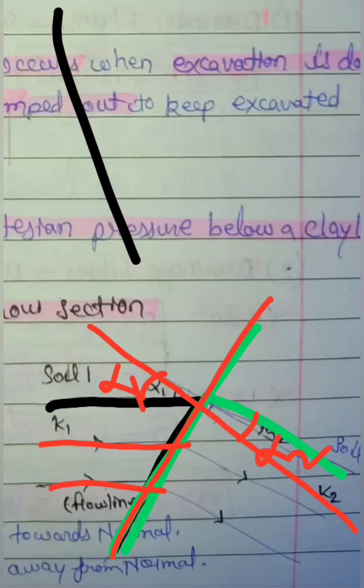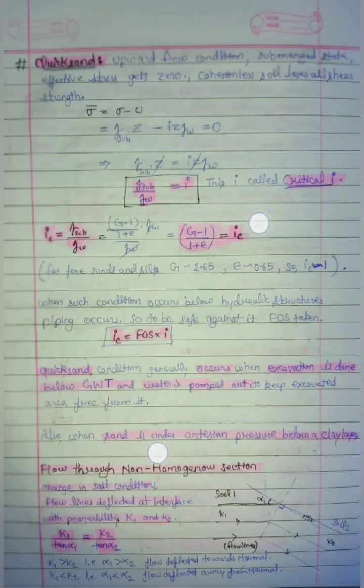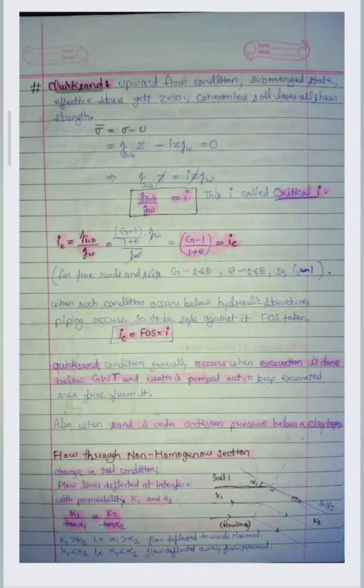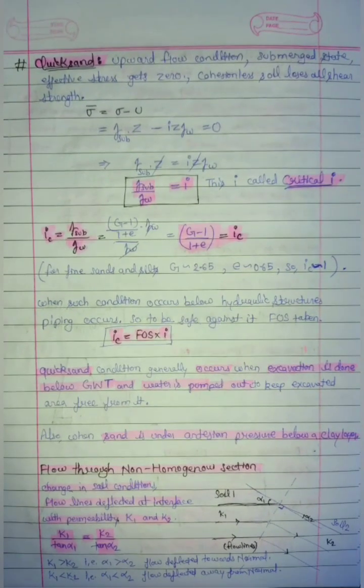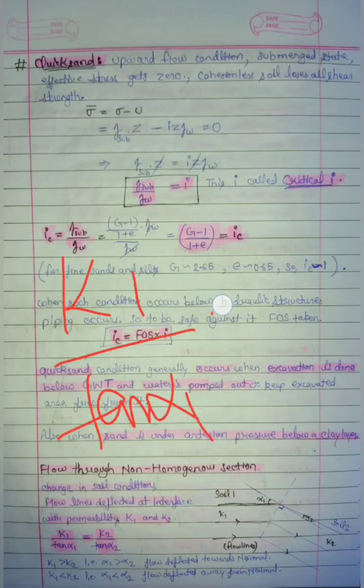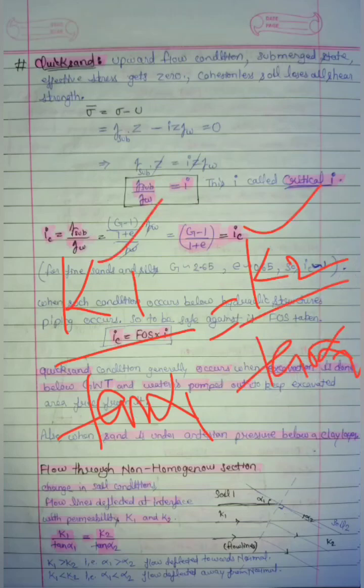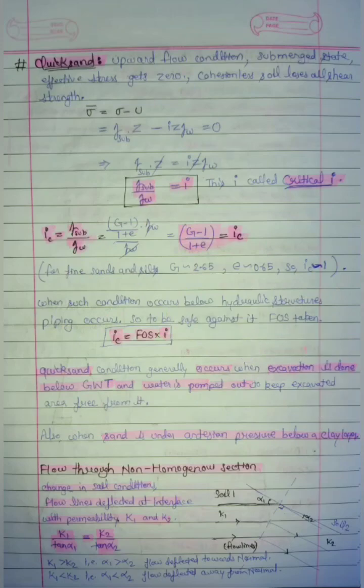So the concept says, change in soil condition, flow lines are deflected at the interface in such a way that K1 upon tan alpha 1 will be equal to K2 upon tan alpha 2. Now K1 and K2 are the coefficients of permeability of both the soils. It says that if K1 is greater than K2, then the flow lines are deflected towards the normal.